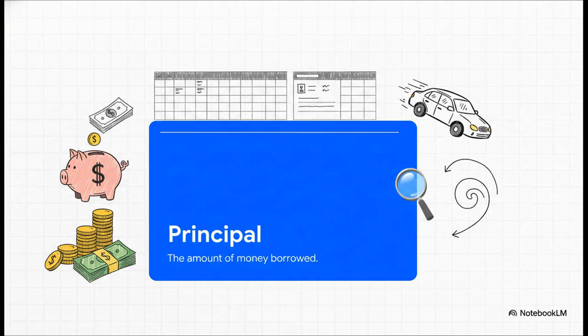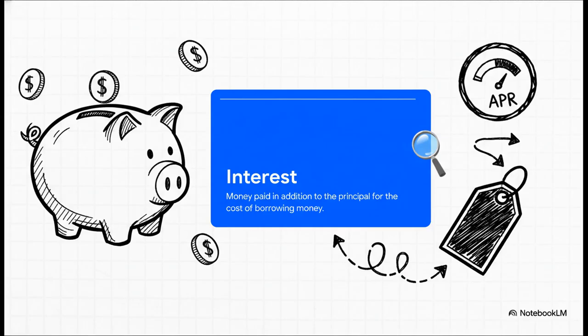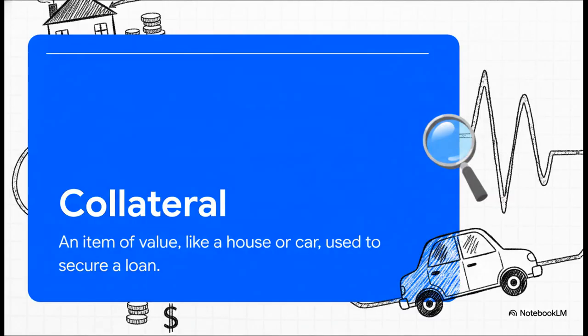First up is the principal. This is just the amount of money you actually borrow. So if you get a $20,000 car loan, your principal is $20,000. Simple as that. Next, we've got interest. You can think of this as the fee you pay for the privilege of borrowing that money. It's usually shown as an annual percentage rate or APR. Basically, it's the cost of the loan itself. And finally, there's collateral. This is just an asset, like your car or your house, that secures the loan. It's the lender's safety net, just in case.